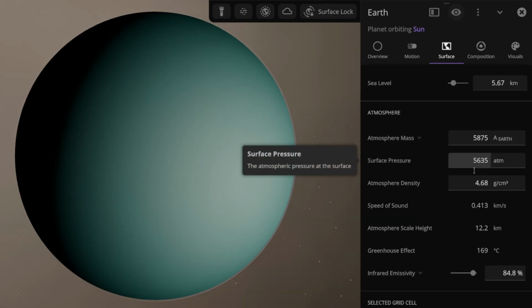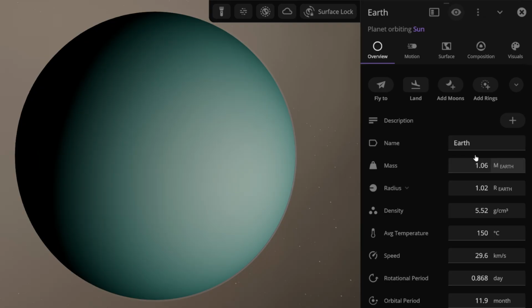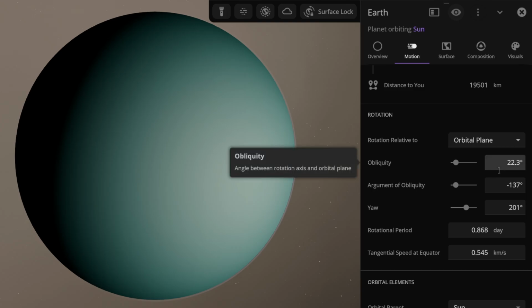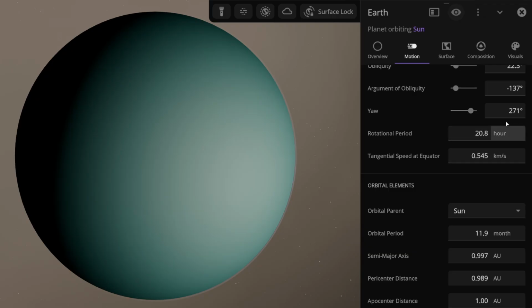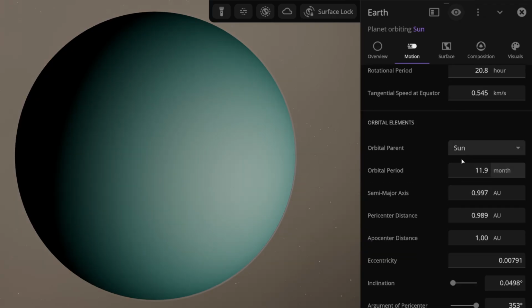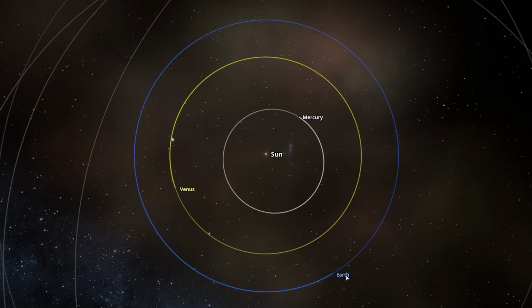And the atmosphere, its pressure is 5,635 atmospheres. That's something else. If we look at the mass, it has only increased by 6%. And the radius by only 2%. The Earth's axial tilt has shifted by about 1 degree, becoming smaller. And the day on Earth has shortened and is now almost 21 hours. But the year on our planet has barely changed. If we look at Earth's orbit around the Sun, in principle, it hasn't changed much.